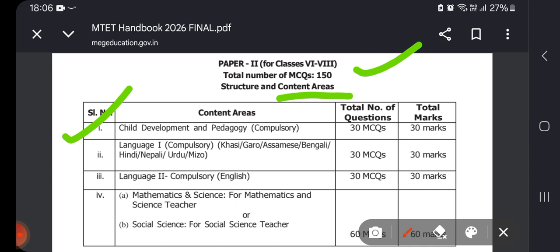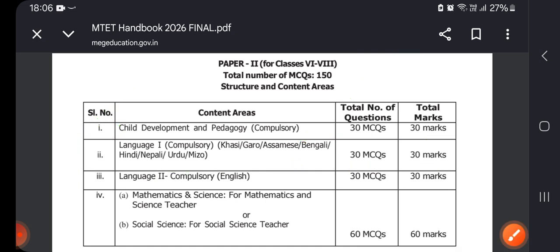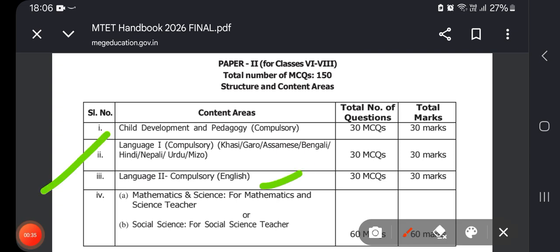First is child development and pedagogy, which is a compulsory paper, 30 questions, 30 marks. Second is the first language, compulsory, any of the languages: Khasi, Garo, Assamese, Bengali, Nepali, Urdu, Mizo, 30 questions, 30 marks. Third is language 2, which is English, compulsory, 30 questions, 30 marks.